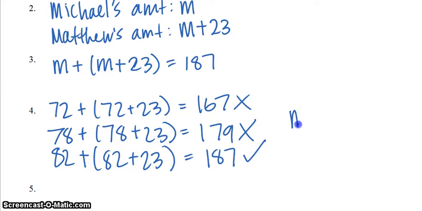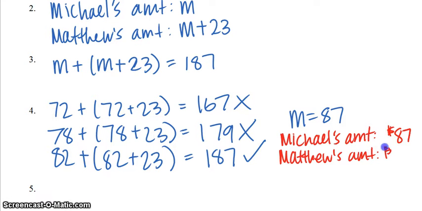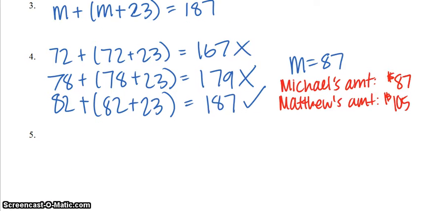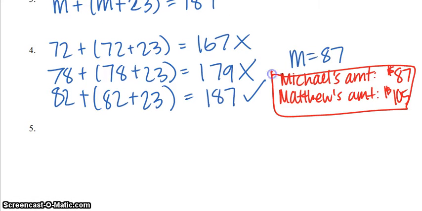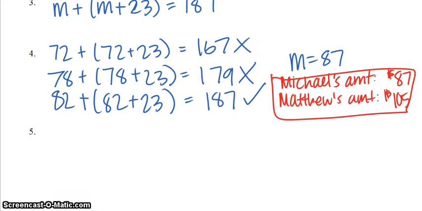That means that M equals 87. M stands for Michael. So our final answer would be Michael's amount is $87. And then Matthew, what do we have to do to find Matthew's? We have to add 23. If you add 23 to that, you get 105. And we're just going to check to make sure our answer makes sense. So make sure you answer both questions because it asks you how much does each have. That's why we did that.